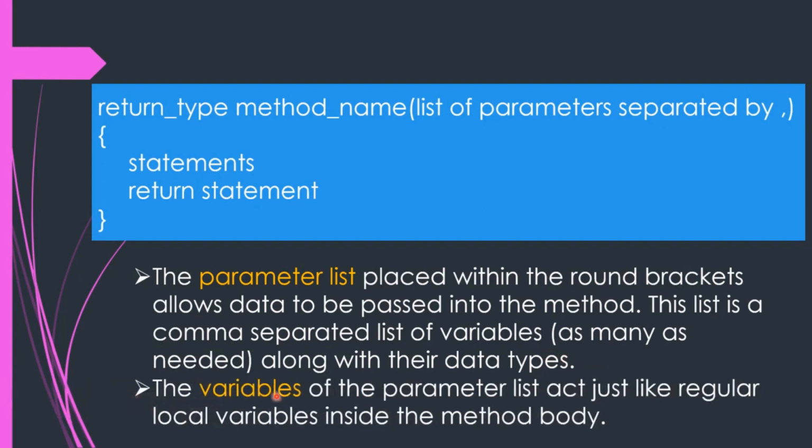Then the variables. The variables of the parameter list act just like regular local variables inside the method body. As we have already studied local variables, inside the method body these variables of the parameter list also act like those local variables that we have already studied. So these variables, or you can say the parameters, you have already studied, and this is not a new concept to you because we have already studied variables in detail in our previous videos.